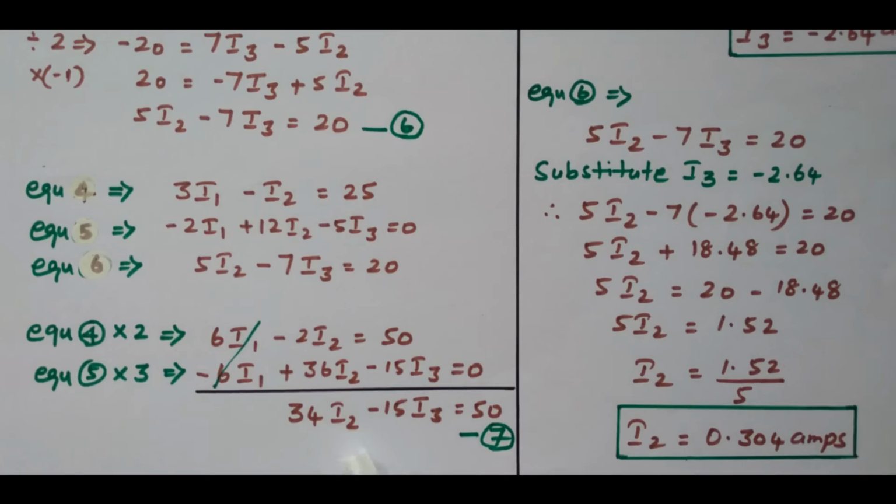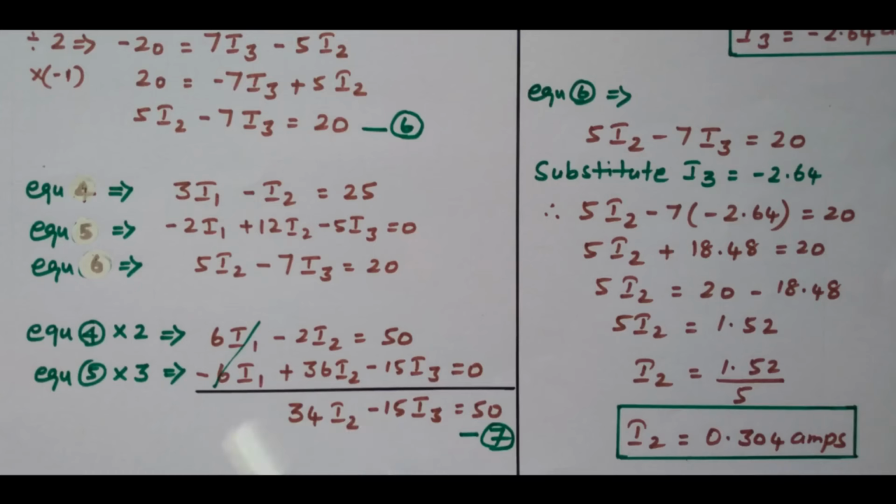So here only I2 and I3 is available. I1 is cancelled. Now refer the sixth equation. Here also I2 and I3 is available. So we can cancel either I2 or I3 between these two equations. Now we'll cancel this I2.